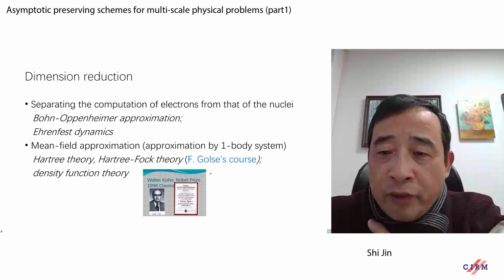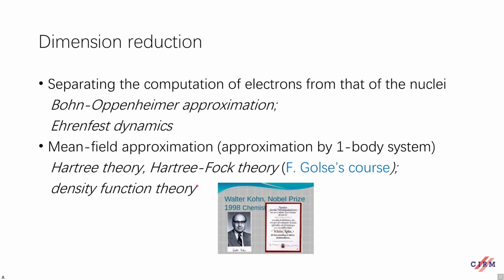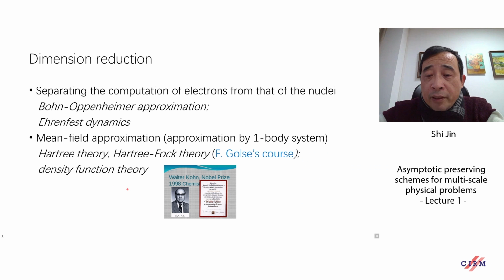I think that's what Francois Gauss's course is going to talk about, right? How to take this limit. And another most successful story along this line, which actually is being used a lot in quantum chemistry simulation, is density functional theory. It's a Nobel Prize given about almost 20 years ago for the development of density functional theory.